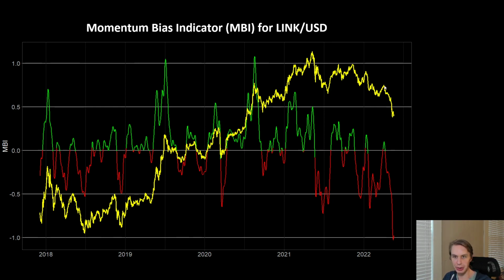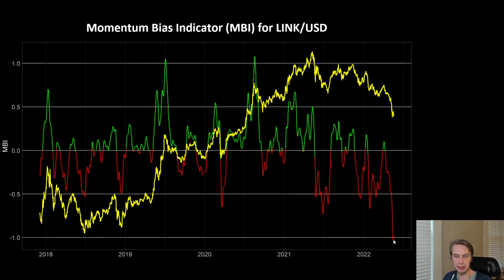And what's notable is that with this big sell-off that we had following the Terra Luna debacle, we actually printed our lowest level on the MBI, meaning that in terms of standard deviations, we hit a full standard deviation below the mean, which is lower than we've ever gone before to the downside. We've hit one standard deviation above the mean to the upside. We've never hit that to the downside before.